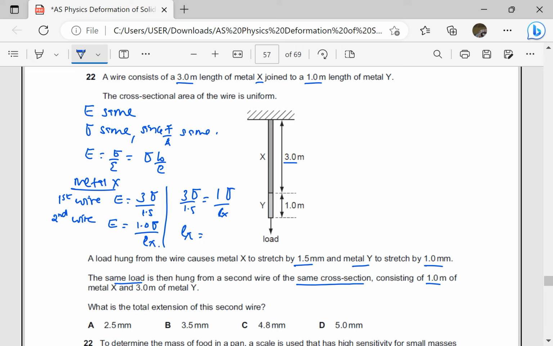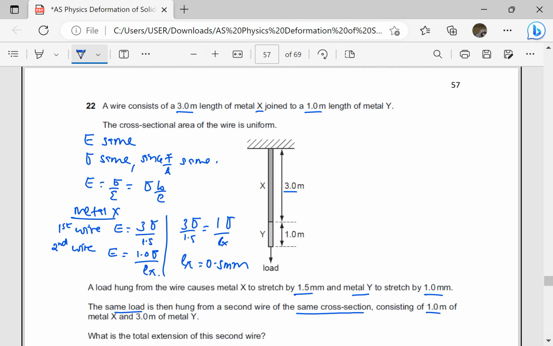So what is EX? EX is going to be 1.5 divided by 3, which is 0.5. So EX is going to be 0.5 millimeters. So X will extend by 0.5 millimeters. Let's now check on metal Y.